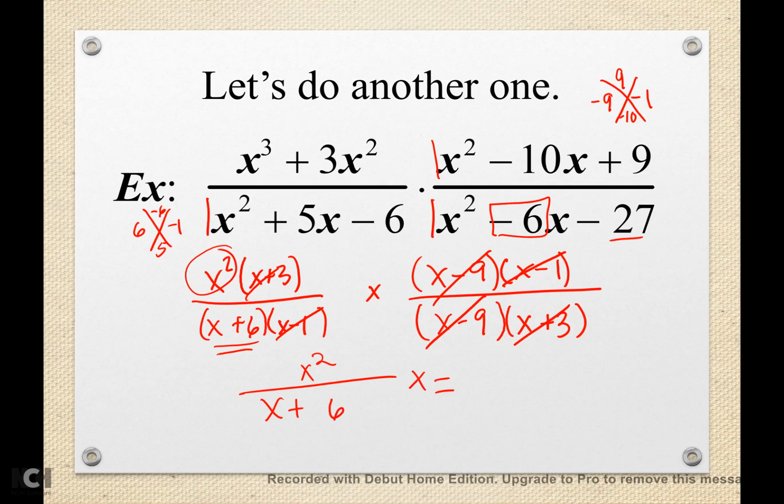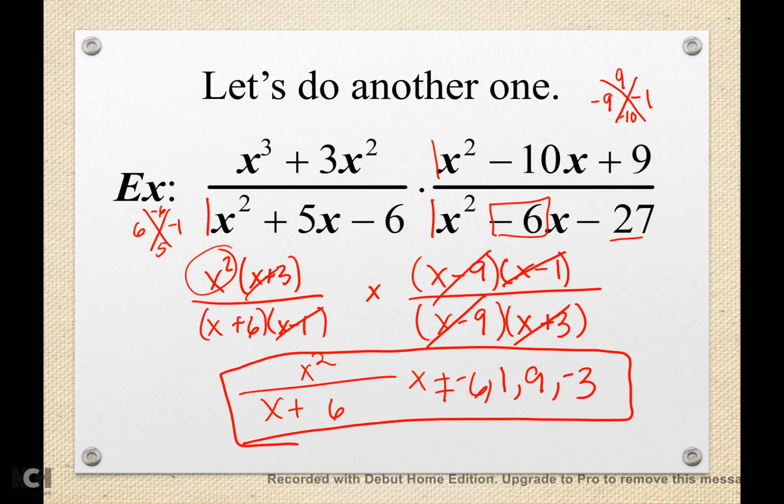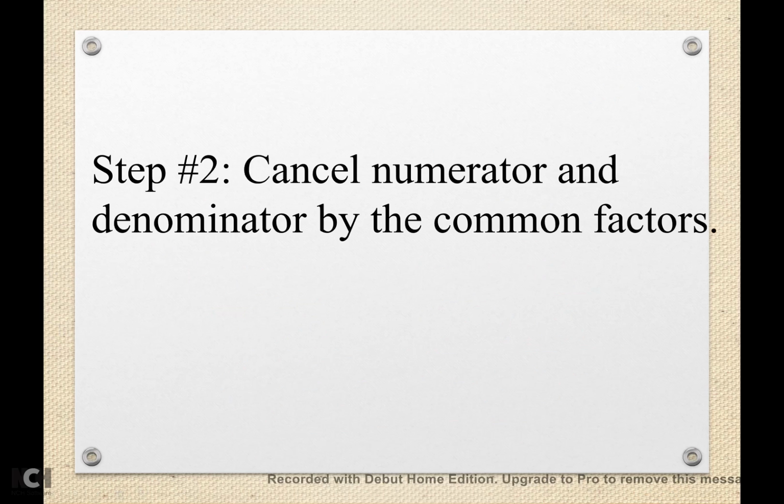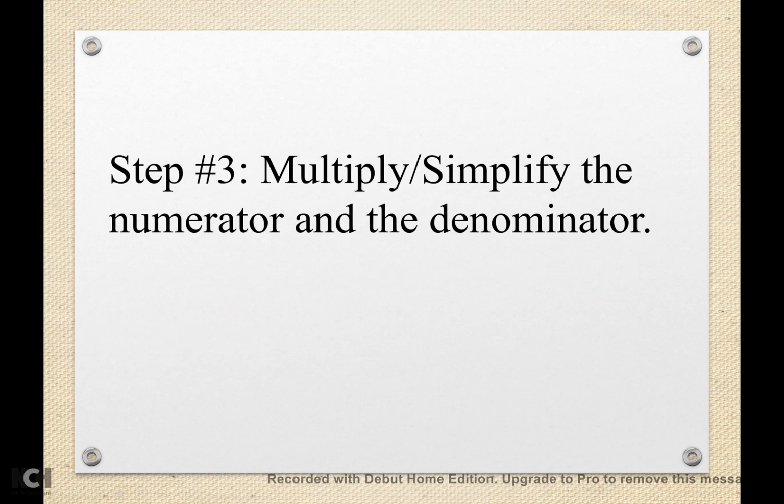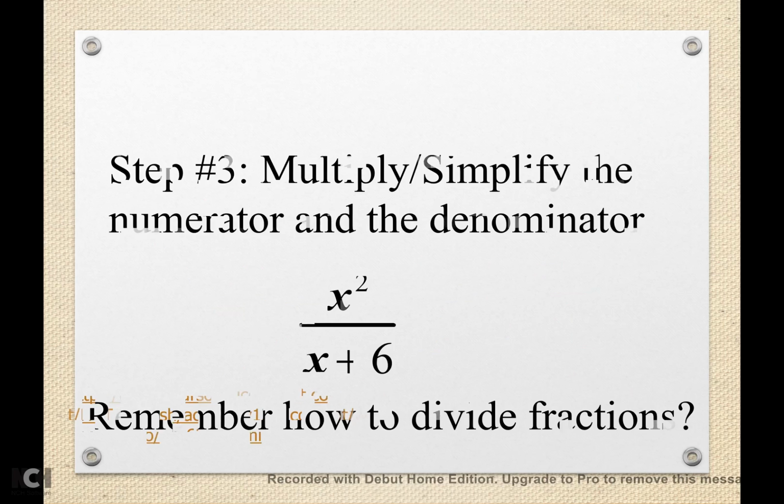But the things that x cannot be are, x cannot be negative 6 because of the x plus 6. X cannot be positive 1 because the denominator is x minus 1. X cannot be 9. And x cannot be negative 3. We do not ever take restrictions from the numerator. And that is multiplying. At any time throughout the video, if you need to stop, sorry, it looks crazy now, if you ever need to stop the video, please be my guest. Go ahead and do that, okay?